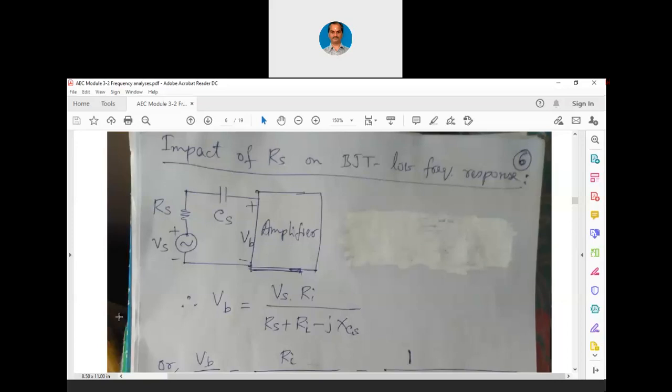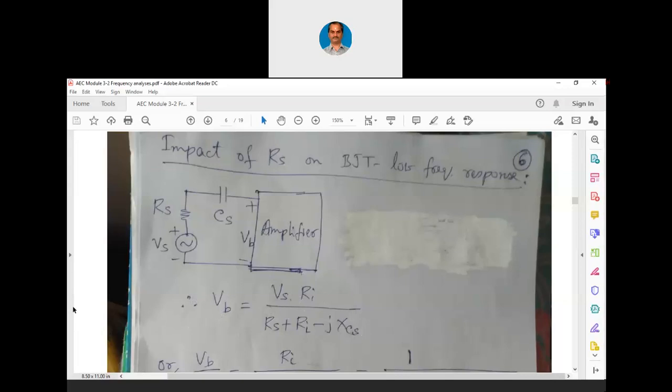Now looking at this diagram, we can write an expression for the input voltage at the base. The AC quantity is VB equals Vs into Ri by Rs plus Ri minus J XCS. This Ri minus J XCS term is already familiar to you. Yesterday we had discussed it. Now this Rs is in series with the total impedance. In fact, Ri minus J XCS is the total impedance because it contains resistance also, reactance also. So now we have the total impedance at the denominator, and Ri is the input resistance of the amplifier.